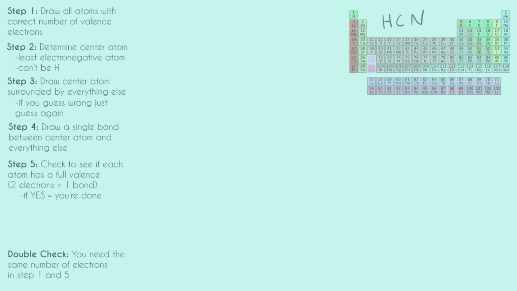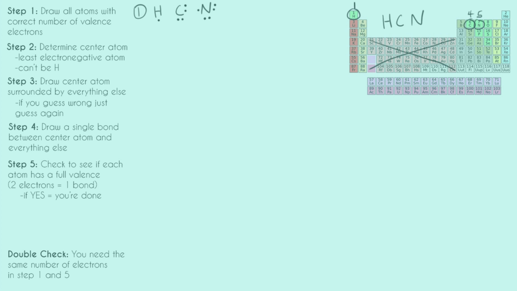So starting with step 1, we're going to draw all those atoms with the correct number of valence electrons. And again, I got the number of valence electrons because H is in our first column. C is in our fourth column. Remember, we're skipping all the transition metals to assign valence electrons. And then N is in our fifth column.